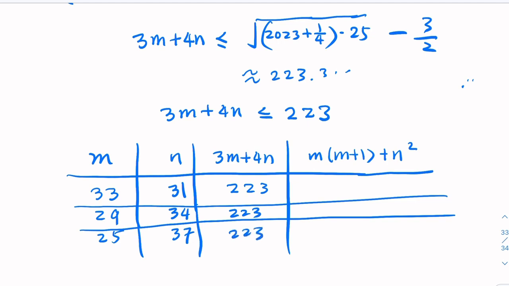In all the cases here, this remains 223, because of the way we manage m and n. Now, what is the value here? I use a calculator, okay? Supposedly you should use pen and paper. And this is 2083. This is 2026. And this is 2019. All right, so it looks like this is too big, this is too big, this is too small.